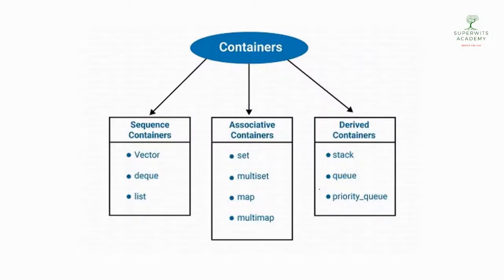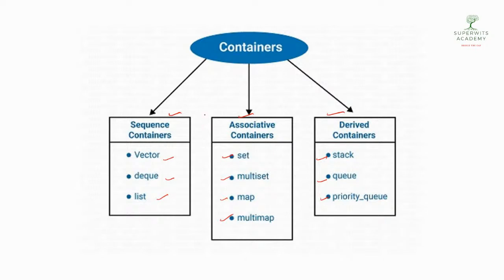So when you narrow down on the containers, containers are categorized into three sets of data structures. One is the sequence, one is the associative, and one is the derived. The sequence containers are vector, deque, and list. Apart from that, the associative containers are set, multiset, map, and multimap. Derived containers are stack, queue, and priority queue.